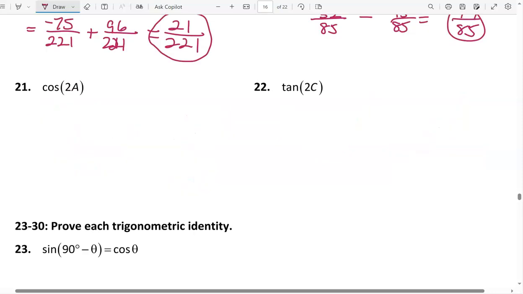In 21, we want to find the cosine of 2 times A, which you can use any of the trig identities there for a cosine of 2 times A. That would be cosine squared of A minus the sine squared of A, as well as other identities you can use.